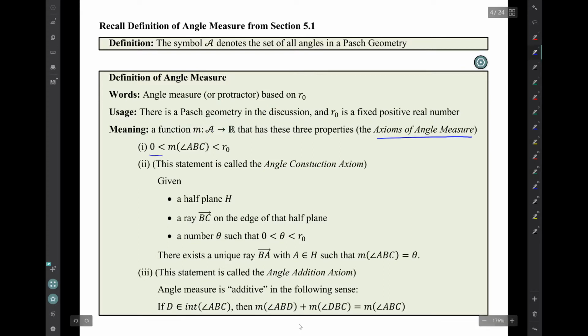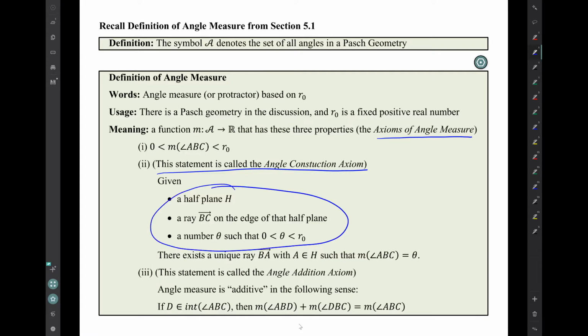First axiom says that the measure of an angle is always greater than 0 and less than R0. The second axiom, called the angle construction axiom, says this: given a half plane H, a ray on the edge of that half plane, and a number theta between 0 and R0, given all that stuff, there exists a unique ray BA with A in H such that the measure of angle ABC is that number theta.